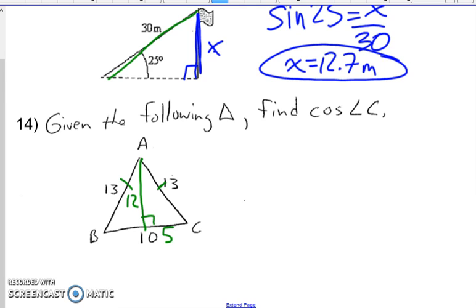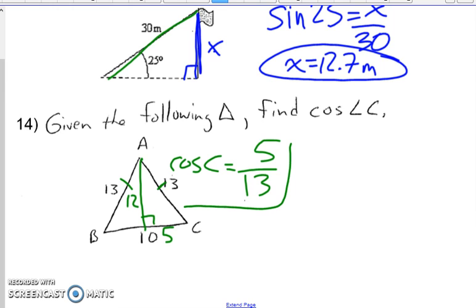So it's asking us for the cosine of angle C. It's going to be adjacent, which is 5, over hypotenuse, which is 13. And that concludes 9.9.